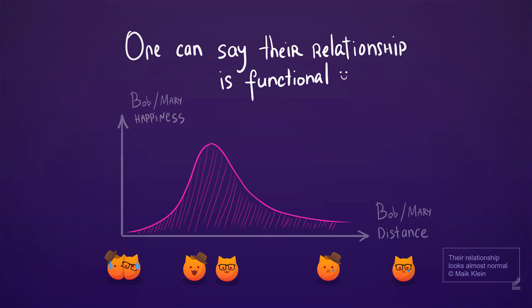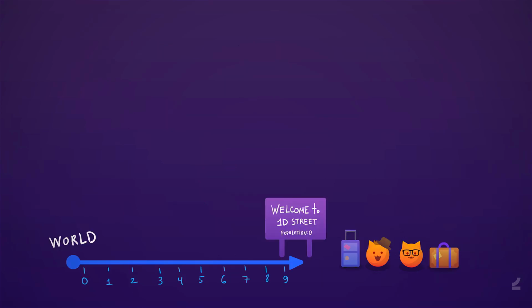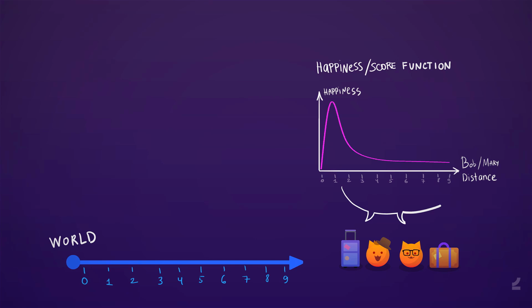The relationship can be captured with a graph like this one, where the bottom axis is the distance between Bob and Mary, and the upper axis is how happy they are with each of those placements. Now suppose Bob and Mary are moving into a new town. It's a lovely, one-dimensional street with an exquisite selection of one-dimensional locations to choose from. And we are faced with the task of finding a new home for Bob and Mary that would make them happy according to their happiness function, which says that they are most happy when they are about 1 meter apart.